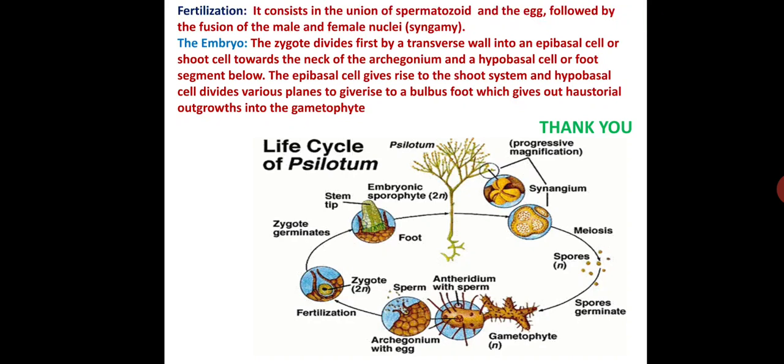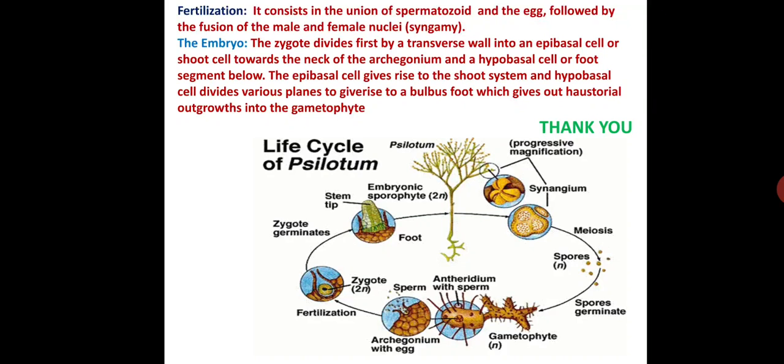Next, we discuss the embryo. The zygote divides first by a transverse wall into an epibasal cell or shoot cell towards the neck of the archegonium, and a hypobasal cell or foot segment below. The epibasal cell gives rise to the shoot system, and the hypobasal cell divides in various planes and gives rise to the bulbous foot, which gives out haustorial outgrowths into the gametophyte.